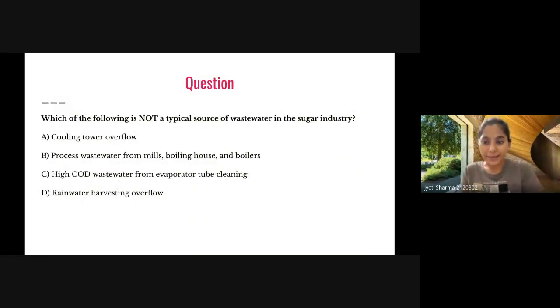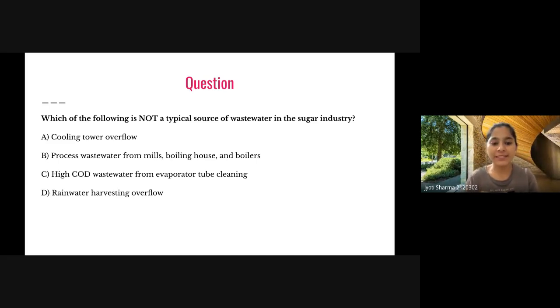So now we have some MCQs on this. Which of the following is not a typical source of wastewater in the sugar industry? Cooling tower overflow, process wastewater from mill, boiling house, and boilers, high COD wastewater from evaporative tube cleaning, rainwater harvesting overflow. I think the odd one out option is very easy to find out. Yes, so the answer is D.